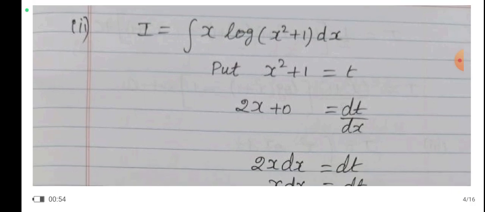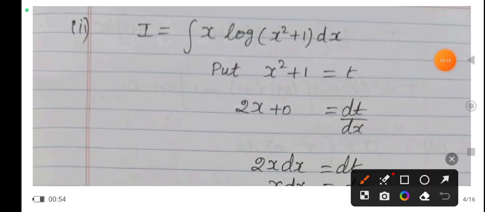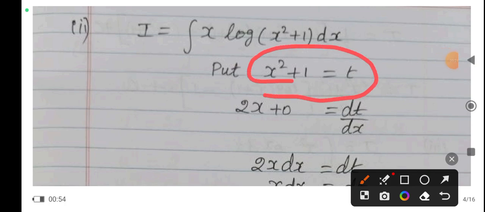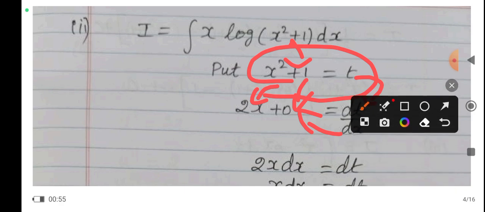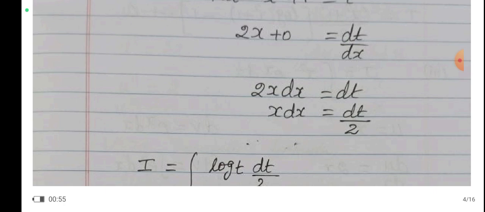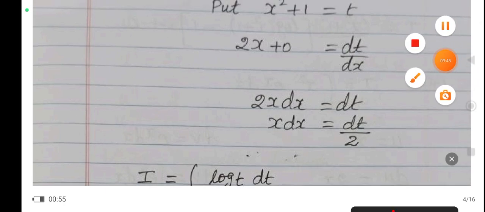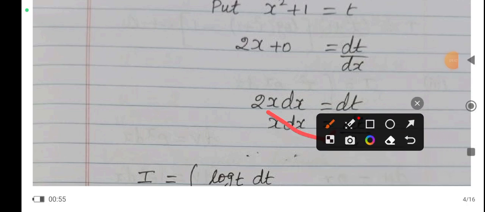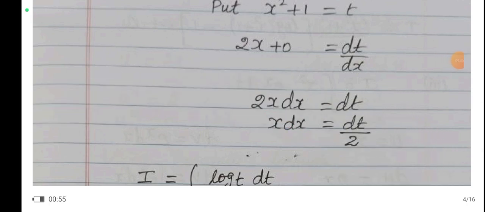So we got the next one. Here we have to use only integration by parts because a logarithmic function is there. x square plus 1 we consider as t to apply the chain rule. x square differentiation is 2x, 1 differentiation is 0, t differentiation is dt by dx. The division dx goes inside as multiplication. So 2x dx is dt. Then for x dx, the multiplication 2 comes to this side as division. So x dx equals dt by 2.